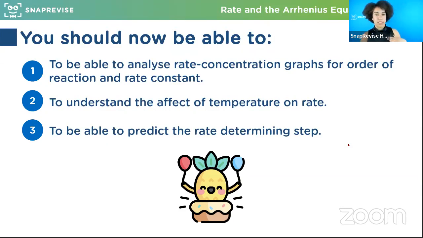No, they stay. They stick around. They all stick around. Okay, so you should be able to analyze rate concentration graphs. And please, please, please, if you weren't around for the first one, watch it or read your book about time concentration graphs, because they look the same, but they have different answers, and you need to be able to tell the difference.